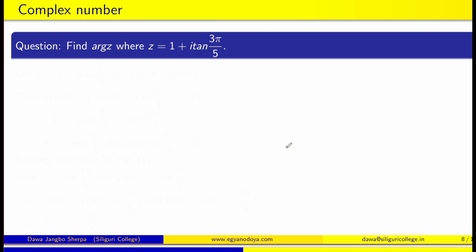Here we are going to find the argument of the complex number z equal to 1 plus i tan 3 pi by 5. This complex number is given in the form a plus ib, where a is the real part and b is the imaginary part. If you find the modulus of this complex number, then mod z will be under root 1 square plus tan square 3 pi by 5.